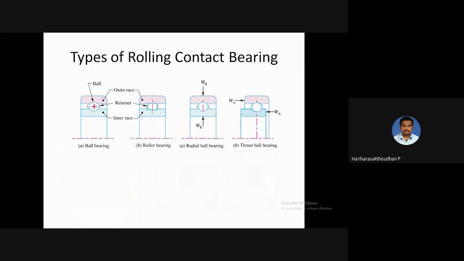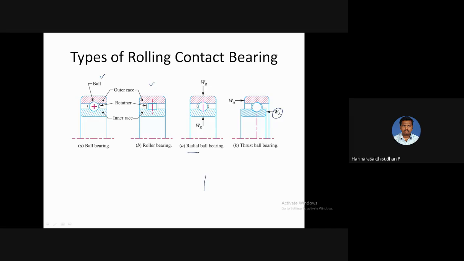Okay, so these are the different types of rolling contact bearing. The first one is the ball bearing, and the other is the roller bearing. This I have already shown you. So if you are asked to draw the schematic diagram, you can use these pictures; they are very simple to draw. And these are radial and thrust. I told you the difference between radial bearing and thrust bearing. Radial bearings are used in common applications, but thrust bearings are used where you want to support an axial load.